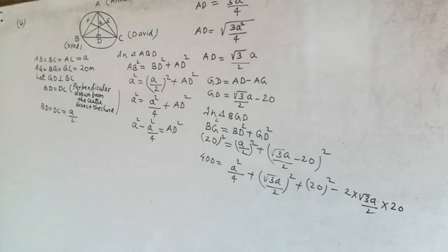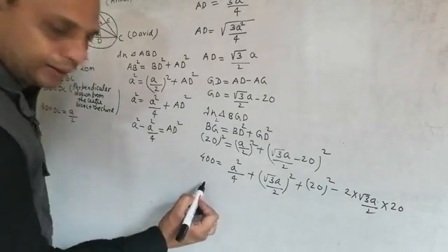Root 3 upon 2. So it will be a square, b square, 2. The a value is root 3 upon a upon 2, and the b value is 20. So this will be equal to what? Now here you can write 400 as it is.